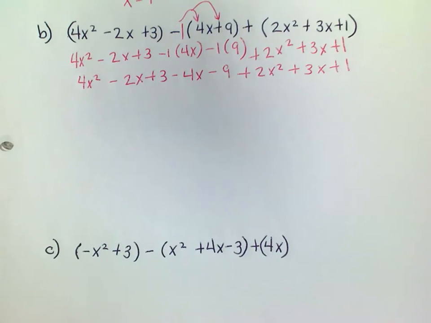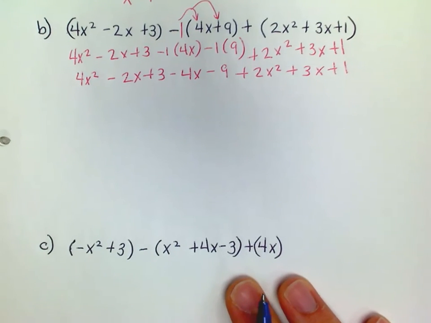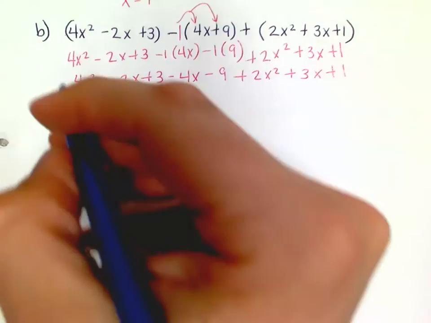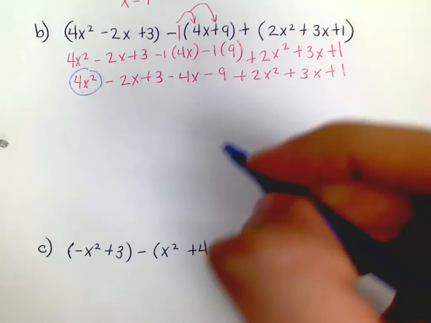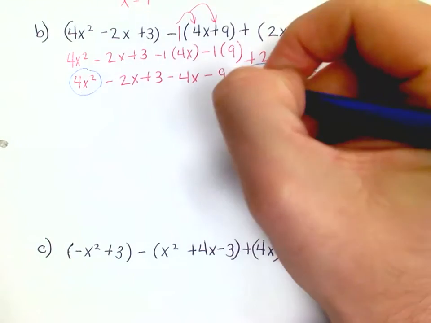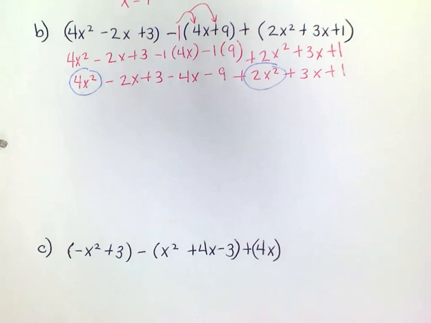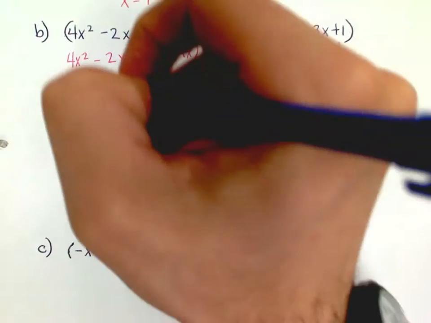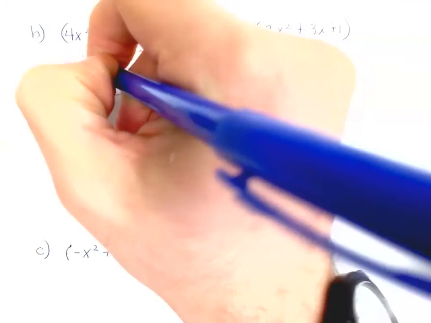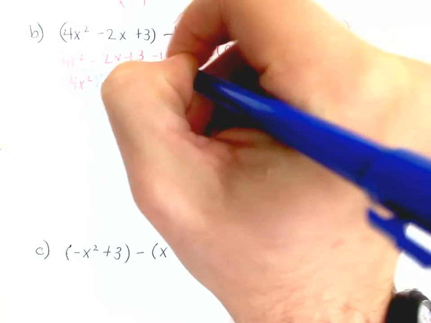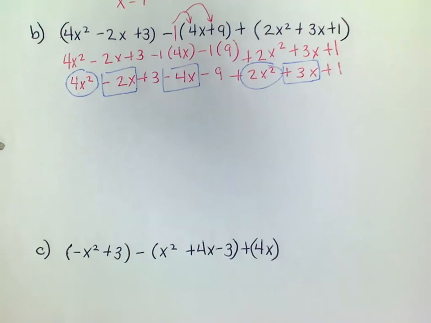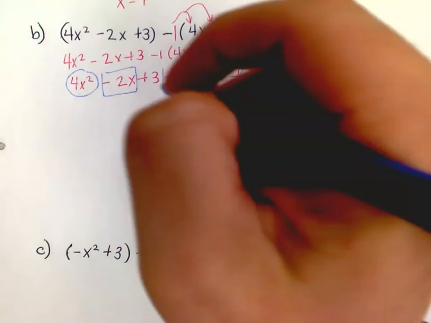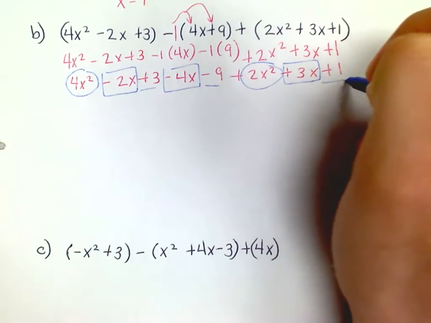Since there's a lot going on, I'm going to change colors to blue to group our terms. So everything with an x squared, let's circle. So I circled 4x squared. I'm going to circle 2x squared. Everything with just a plain x, I'm just going to box around. So I'm going to box the negative 2x, the negative 4x, and the positive 3x. Everything not associated with a variable, we'll just have a line under it. So let's do that.